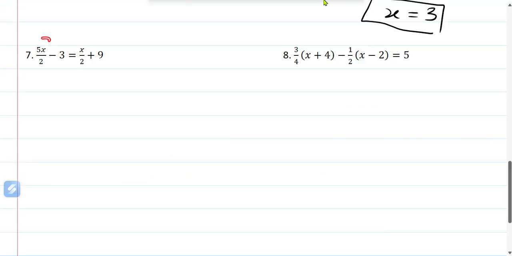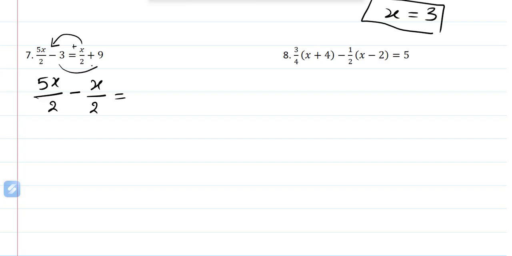So this is a term that has x and this one has x. So we shift this to the left hand side and the constant goes to the right hand side. That simply means we have 5x divided by 2. When you shift this to the left, it becomes minus x divided by 2, because this one has plus here. Now this minus 3 will be plus 3, 9 plus 3.